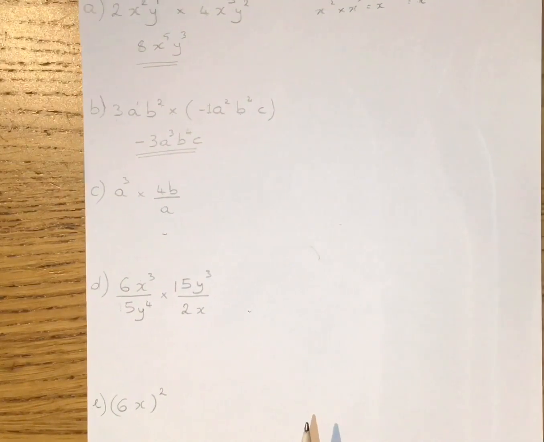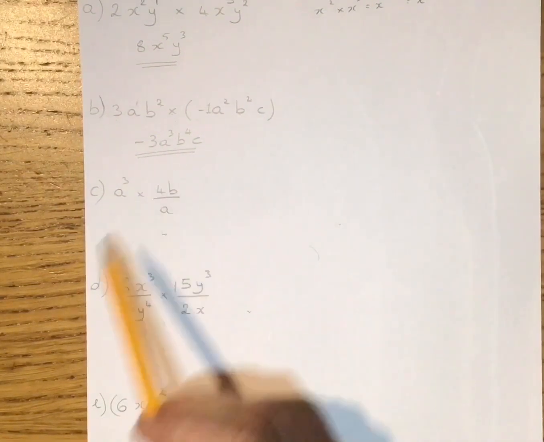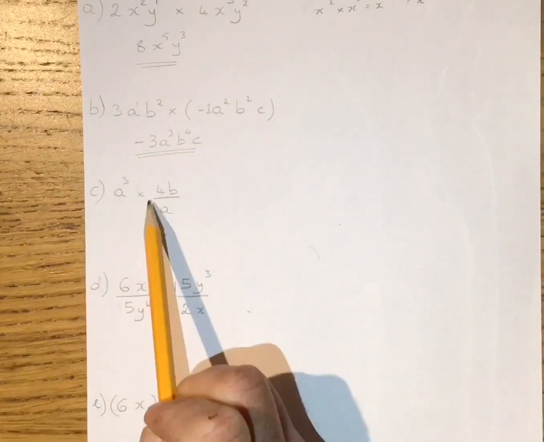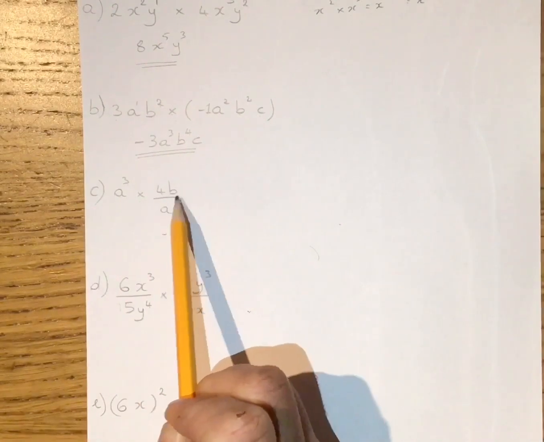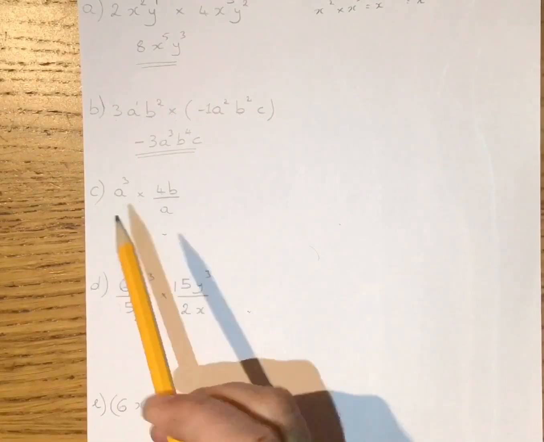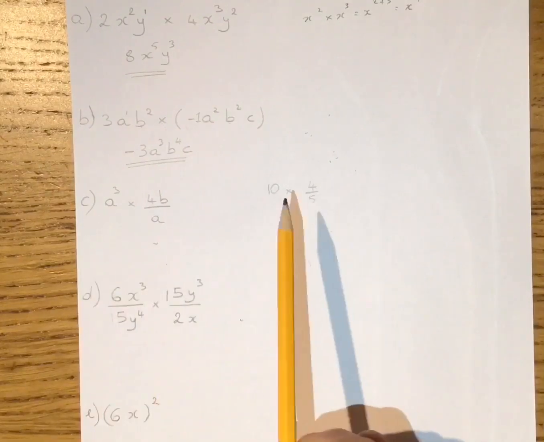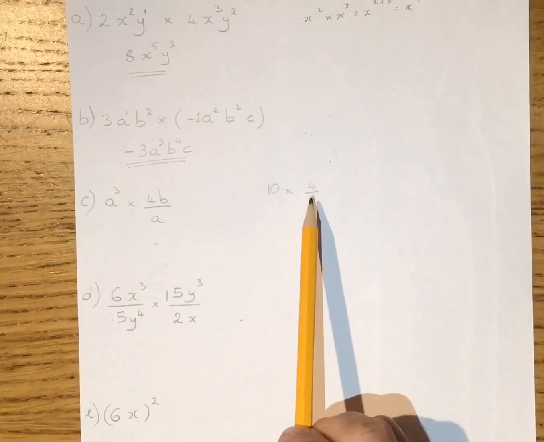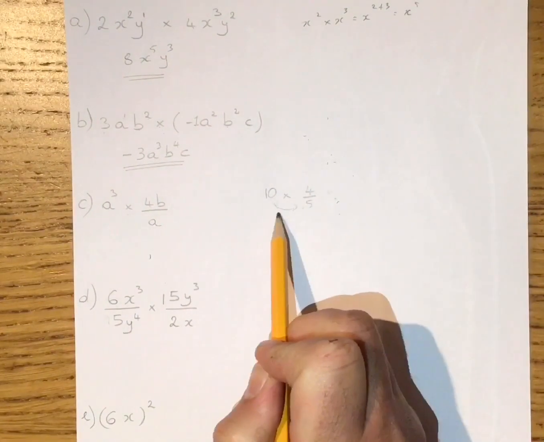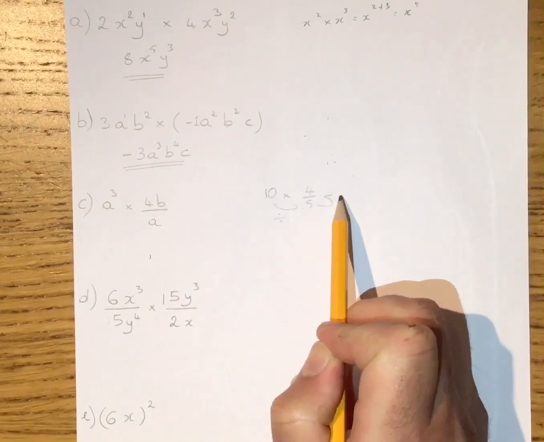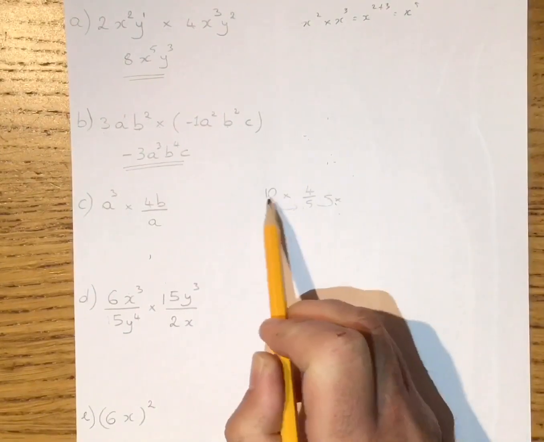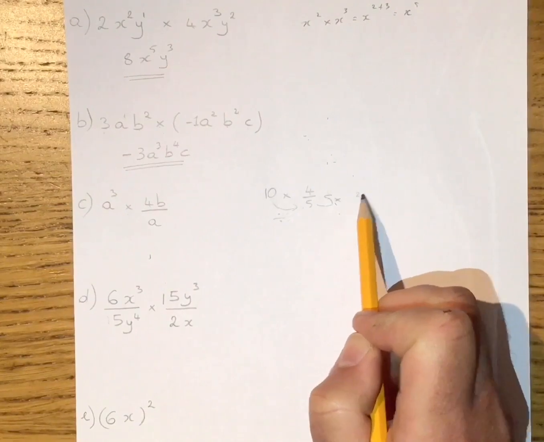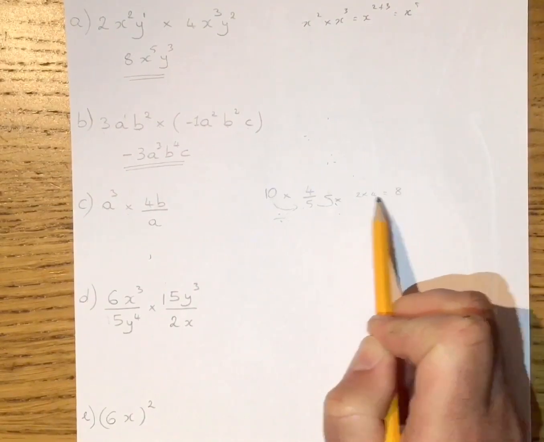Next, we're going to introduce a fraction. So we have a cubed times 4b over a. Over means divide by. If they were just numbers, we have 10 times 4 over 5. Divide by the bottom and then times by the top. So we would have 10 divided by 5, 2, times 4. The answer there will be 8.